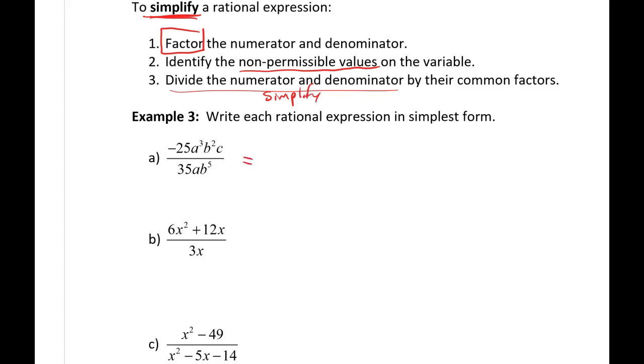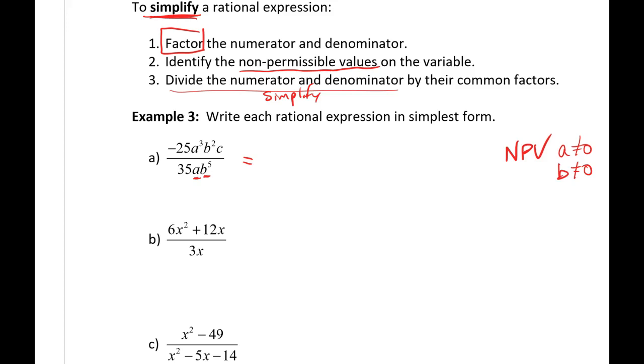Okay. So first of all, factor. Well, this one's factored. It's already listed as a bunch of factors. What would be the NPV for this expression? Well, looking at the denominator, this tells me that A cannot be 0. And then B cannot be 0. Okay, so there are the NPVs.